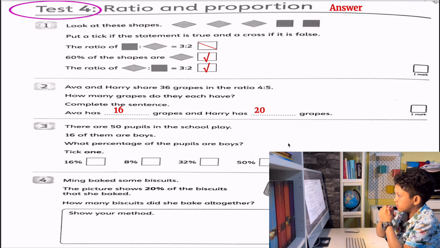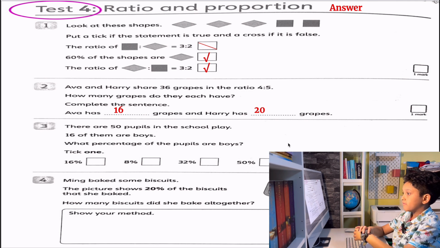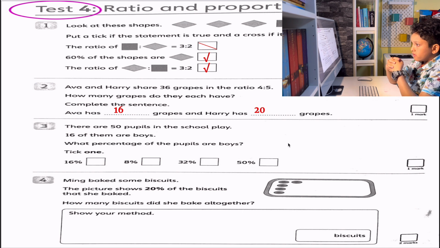There are 50 pupils in the school play. 16 of them are boys. Which percentage of the pupils are boys? So this is a proportion question. Tick one of these: 16%, 8%, 32%, or 50%. With 50, how many times do you need to add 50 to get to 100? Twice, right? That means you double 50, so we must double 16. 16 doubled is 32.